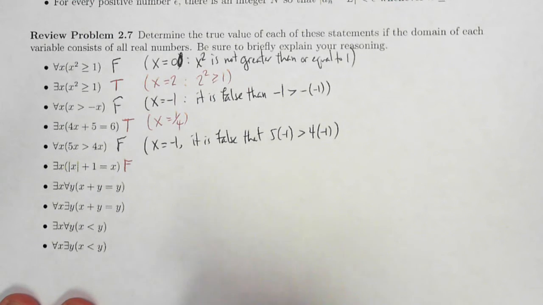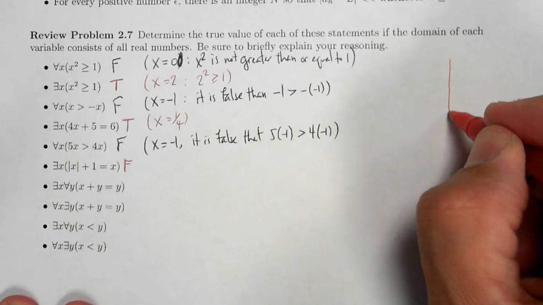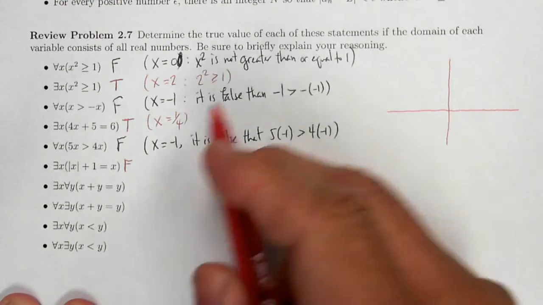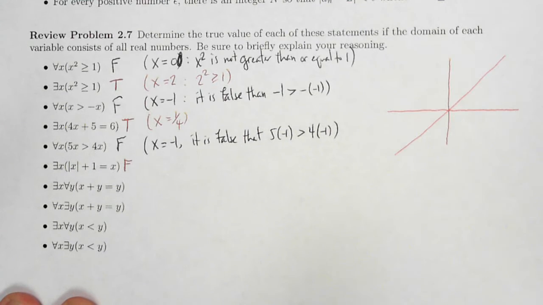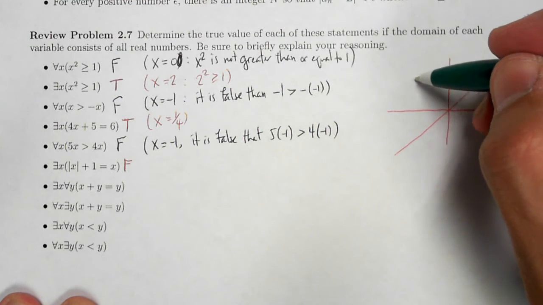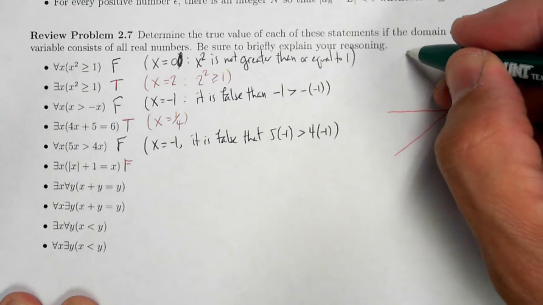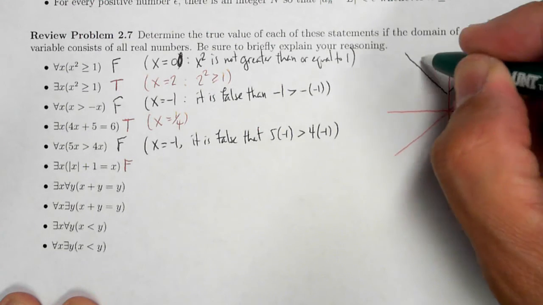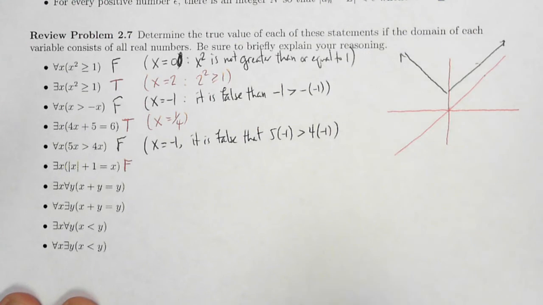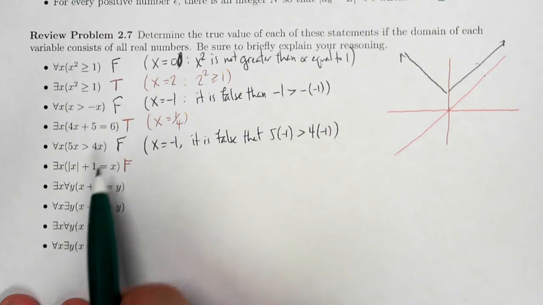There's an algebraic argument for this, but perhaps the easiest argument is a geometric argument. The graph of y equals x looks like this, whereas the graph of the absolute value of x looks like this. So the graph of the absolute value of x plus 1 will look like this, where these are parallel. And clearly the line in red does not intersect the black graph, and so there is no solution to this equation.